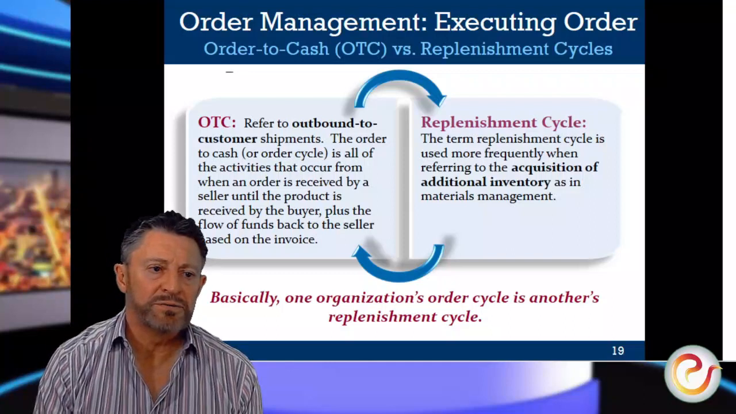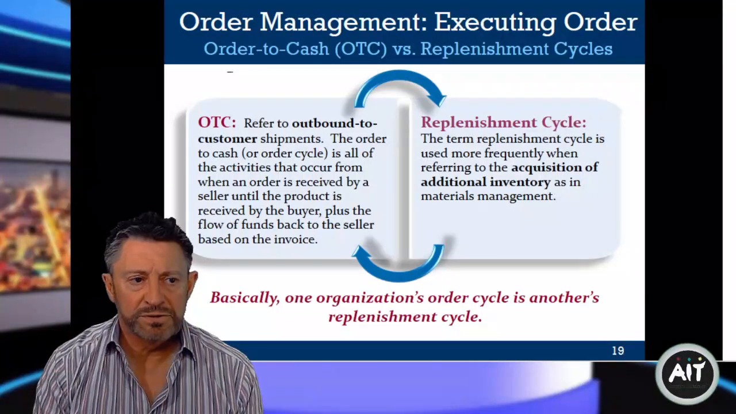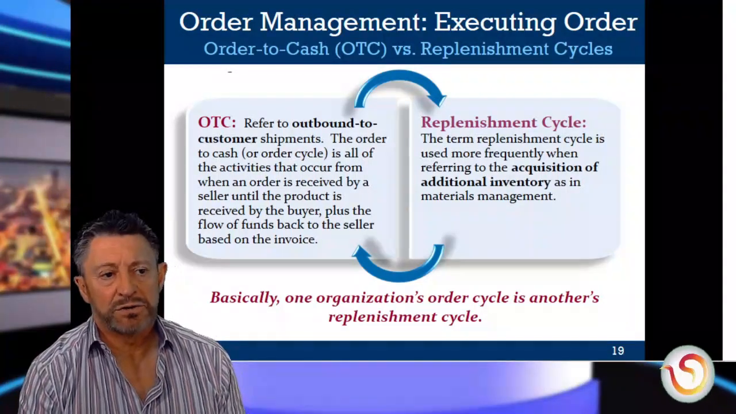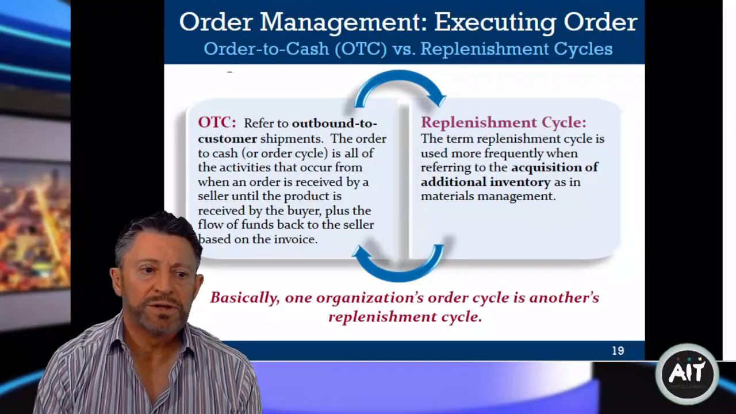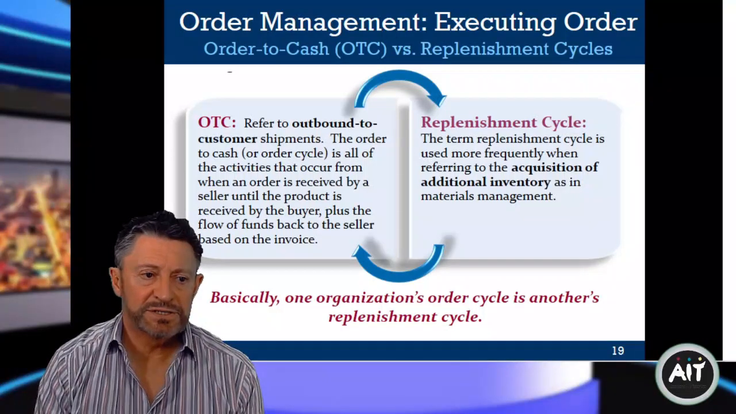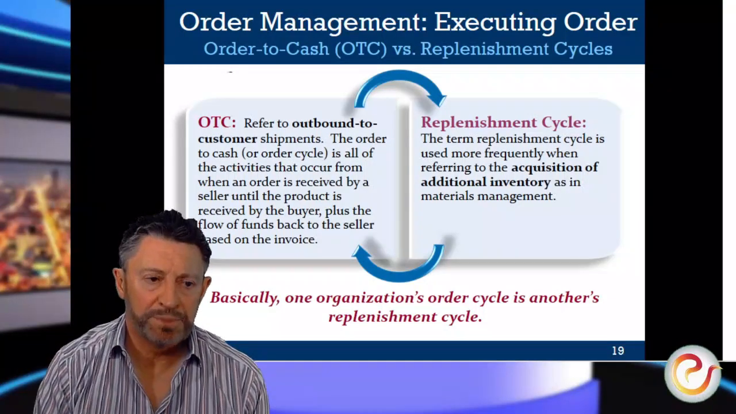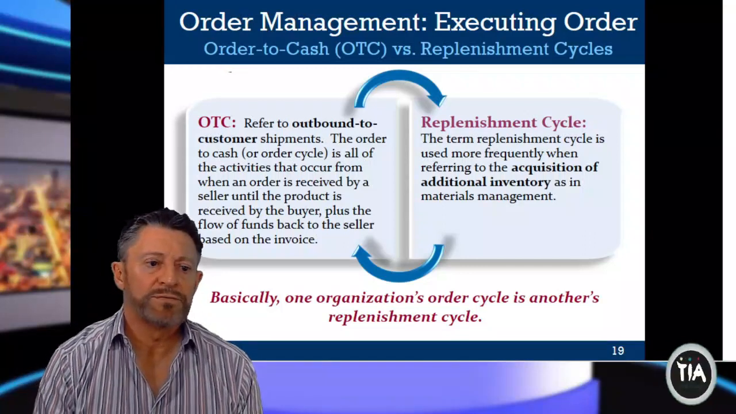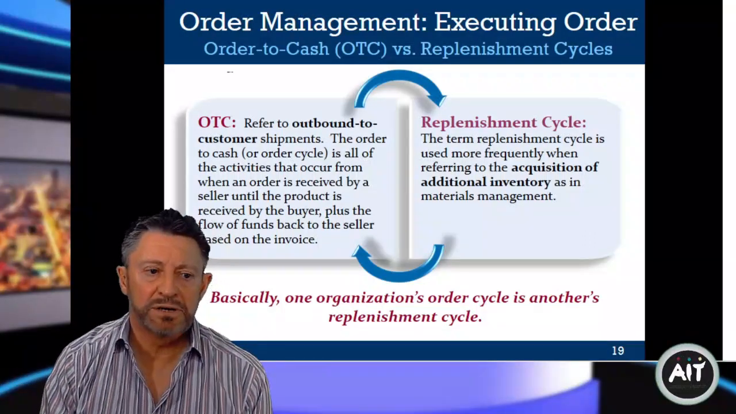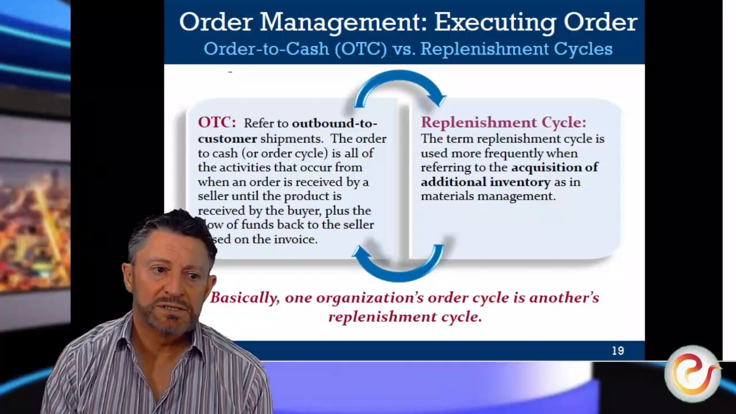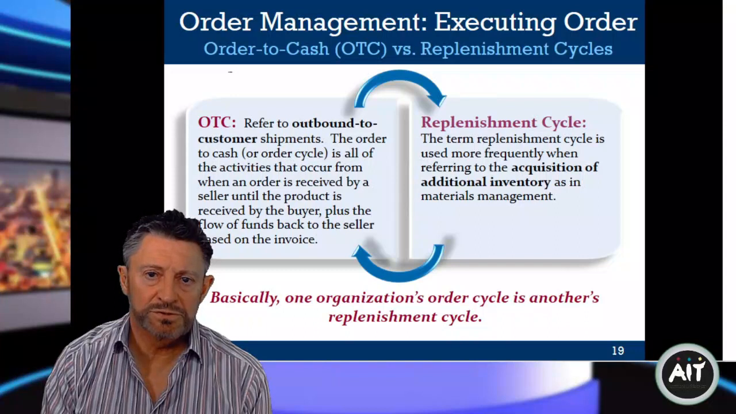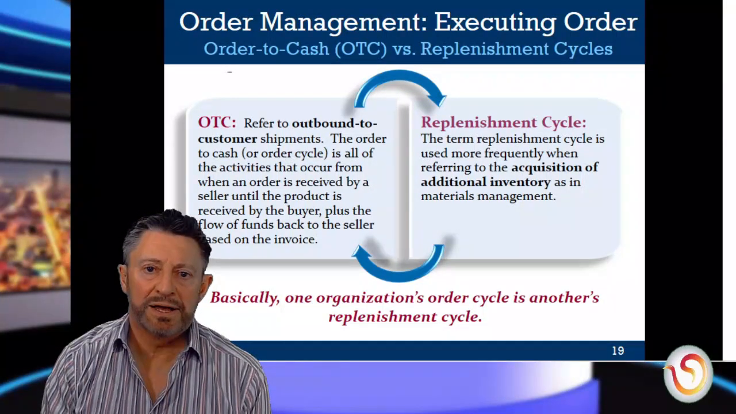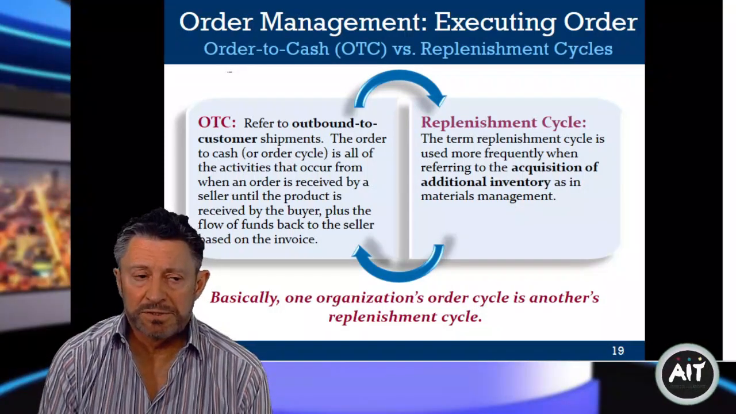So really, outbound to customer shipments, the order to cash or order cycle, is all of the activities that occur from when an order is received by a seller until the product is received by the buyer, plus the flow of funds back to the seller based on the invoice. So the total cycle: order comes in, products manufactured, goes through all the process, shipped out to the customer, and the money is transferred, or the invoice, credit terms, generally speaking.